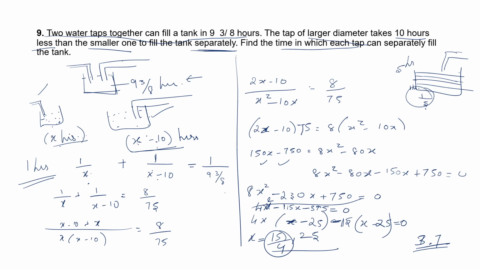See, if the smaller tap fills in suppose 4 hours, then the larger should be 10 hours less, so 4 minus 10 becomes minus 6, which is not possible. So this value is not possible. So the x value should be 25 hours, and the other will be 25 minus 10, 15 hours. Okay, that is possible. So the value of x is 25.